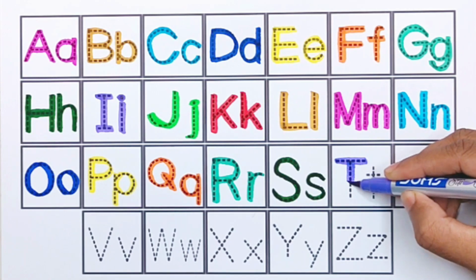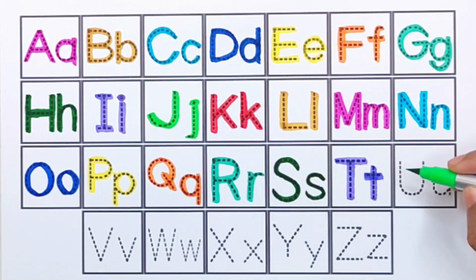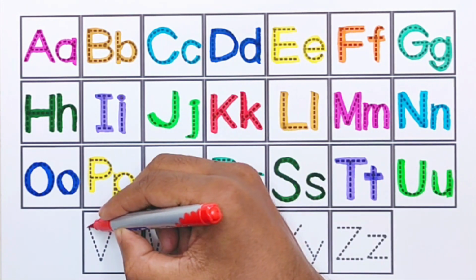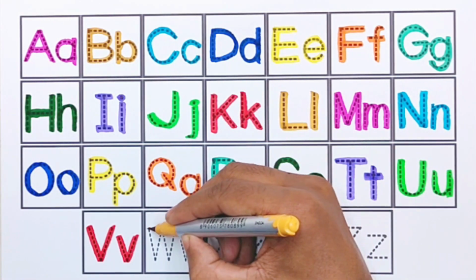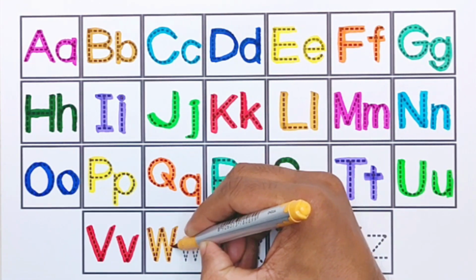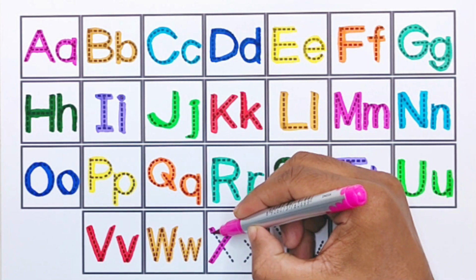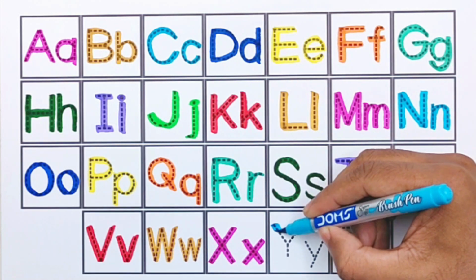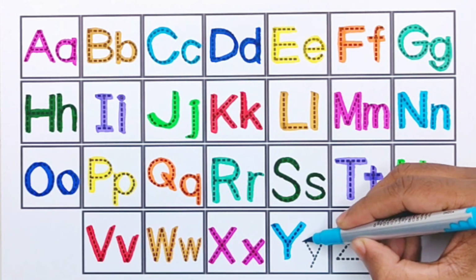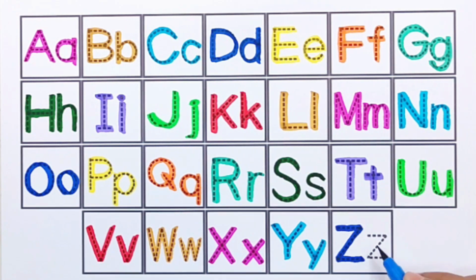T for tomato, T for train, light green color. U for umbrella, red color. V for vest, yellow brown color. W for watermelon, pink color. X for xylophone, sky blue color. Y for yo-yo, Y for yolk, blue color. Z for zebra.